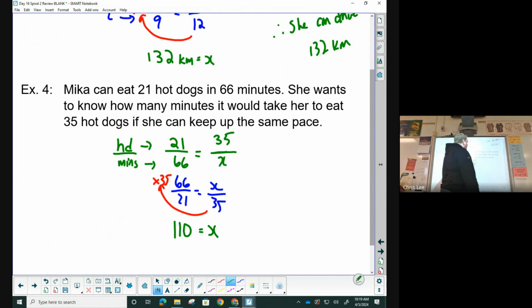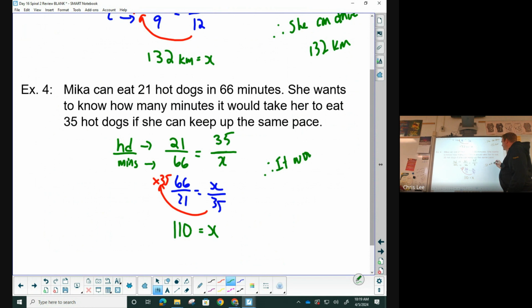110 what? Hot dogs? Minutes? It would take 110 minutes. Now, you'll notice that I said keeping up the same pace. Because if this was in reality, she might not be able to keep going and eating at that same pace. But assuming you can do that.